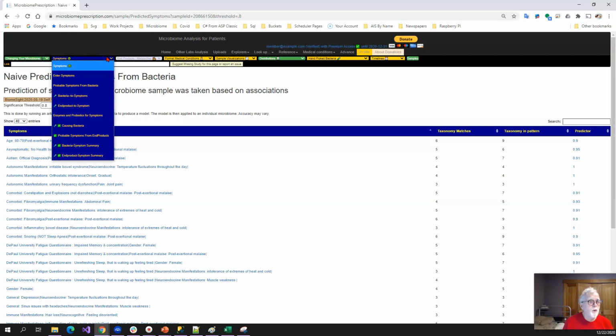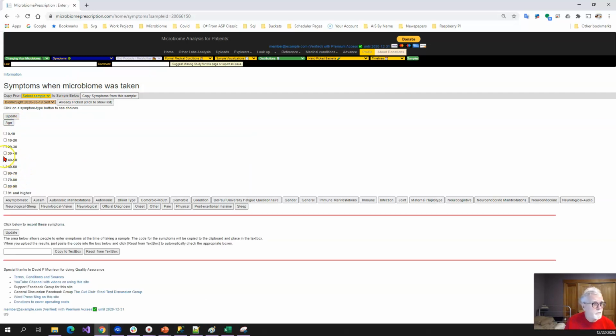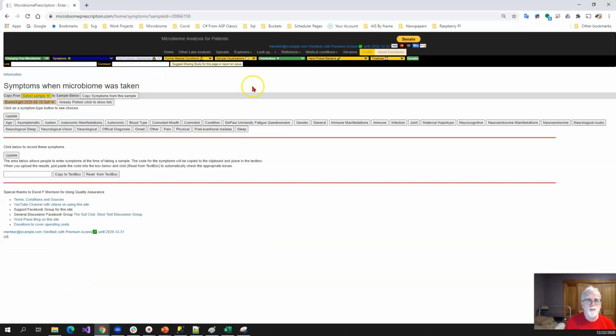once you've seen the magic of the symptoms, you probably want to go in and enter your own symptoms. The symptoms when the sample was taken. If you can remember that, hopefully you did. Make a note of the symptoms there, as many as you could. And now we just go in. Typically what we do is we pick age, and mark what the age is. And actually for here, I'm going to correct the age to mine. If you click it again, it hides the value.